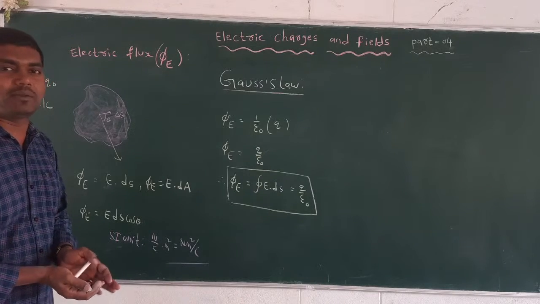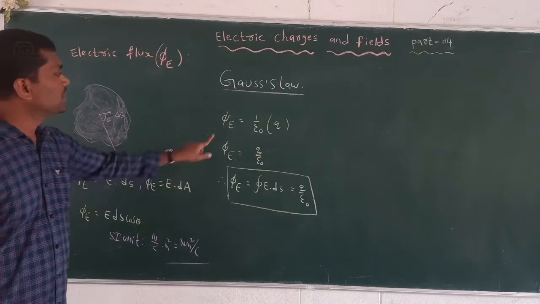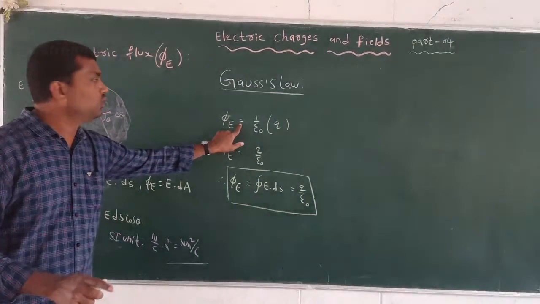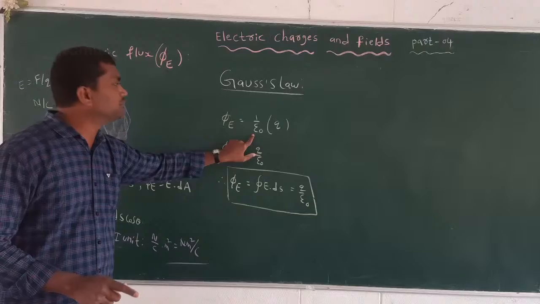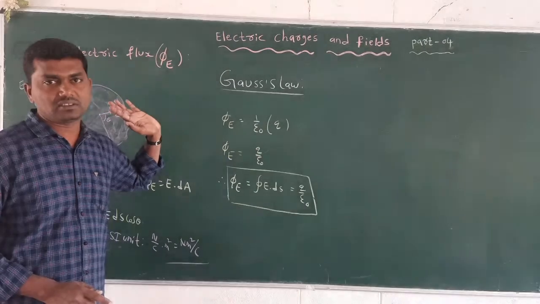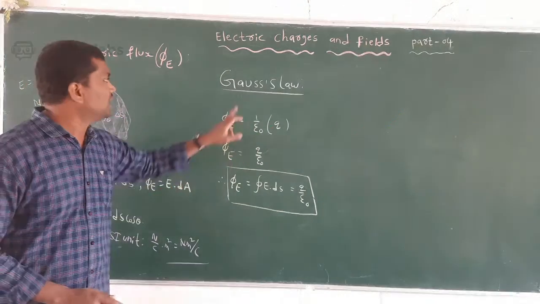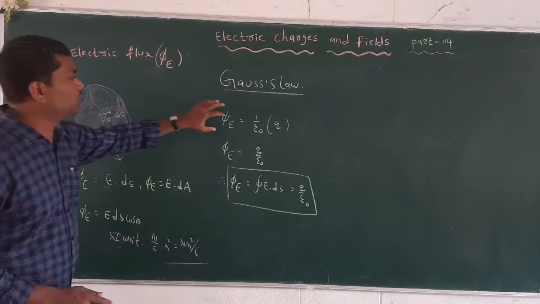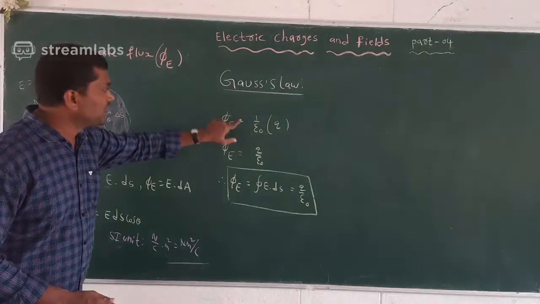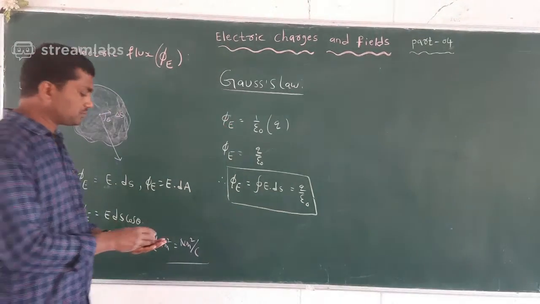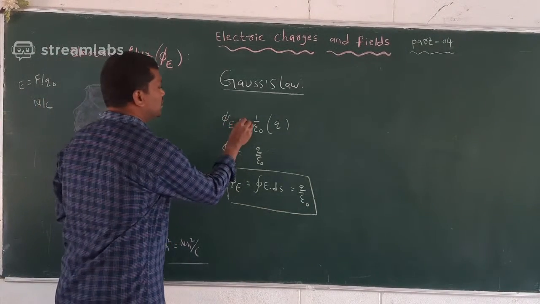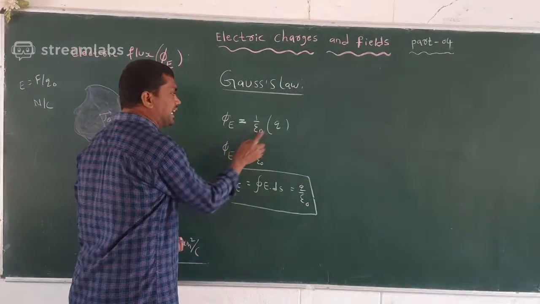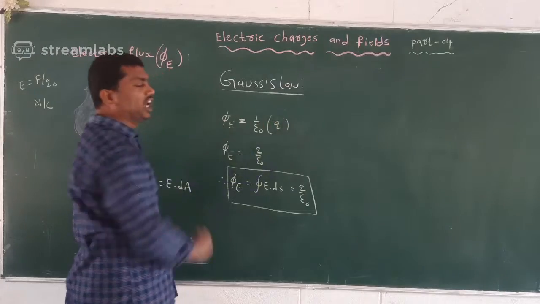So simply what I am saying, the definition of Gauss law: the total electric flux is equal to 1 by epsilon naught times the net charge, the total charge. So the total electric flux, phi e, is the electric flux. The total electric flux is equal to 1 by epsilon naught times the total charge.